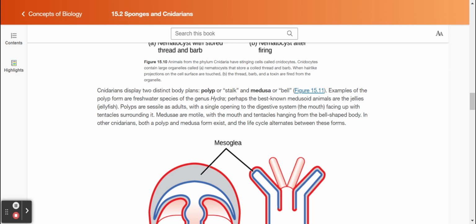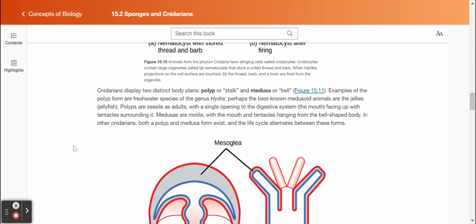Cnidarians display two distinct body plans: polyp, or stalk, and medusa, or bell. Examples of the polyp form are freshwater species of the genus Hydra. Perhaps the best known medusoid animals are the jellyfish.